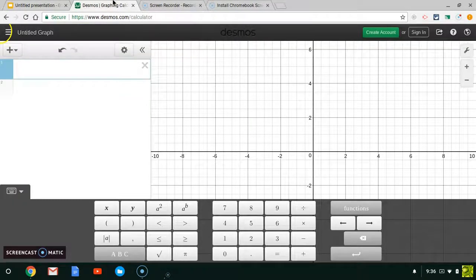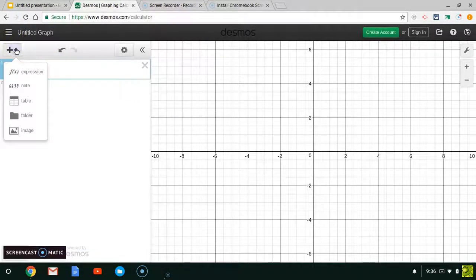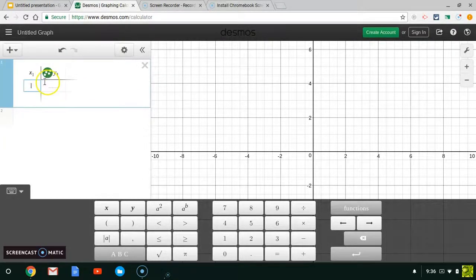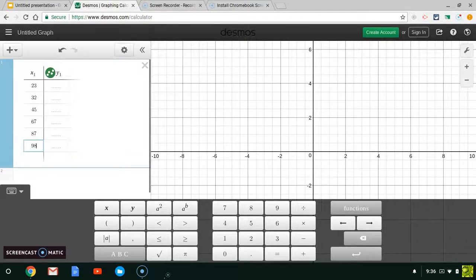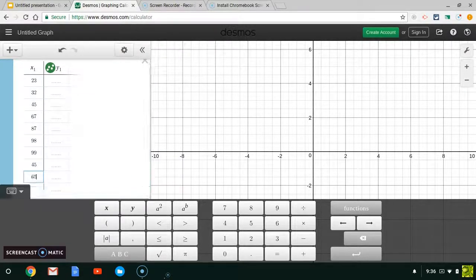Okay. So once I jump over to Desmos right here, I can go to Add Item, and I'm going to add a table. And in my table, I'm going to put my list of numbers right here under X1. So I've got 23, 32, 45, 67, 87, 98, 99, 45, 65, 76, 32, and 100. And they don't have to be in order or anything. Desmos will understand.